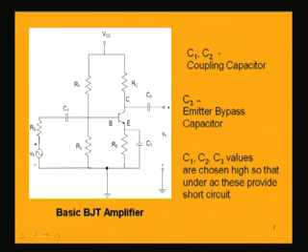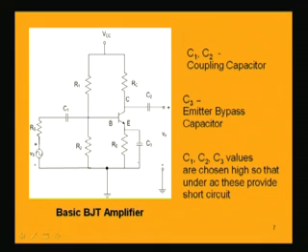That is, to avoid this Re from reducing the voltage gain, or to get rid of that problem of reduction of the voltage gain, this capacitance, which is the emitter bypass capacitor, is used.